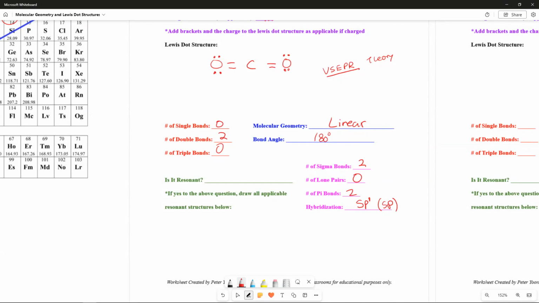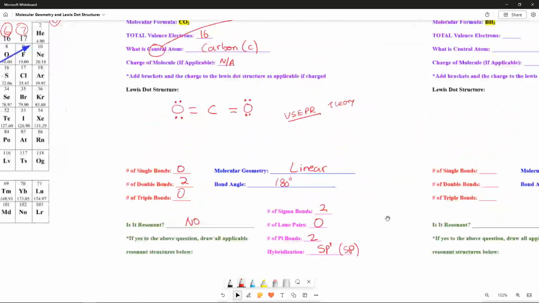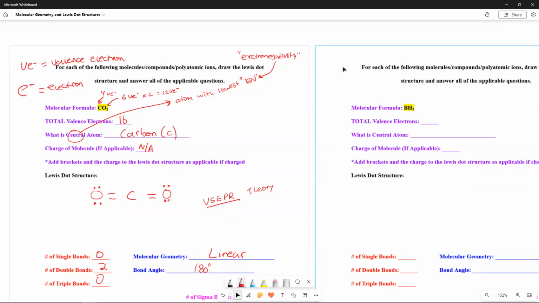All right, last question. Is it resonant? And it says, if yes, draw the applicable structures below. Resonance is defined by the fact that if your Lewis dot structure has a double bond or a triple bond that can be shared between 2 different spots. In this case, we have 2 double bonds. So even if we switch the locations of these, it's going to be identical. So it doesn't have a resonant structure. So no, it is not resonant. And we'll see more examples of this in future questions on the next page as well.